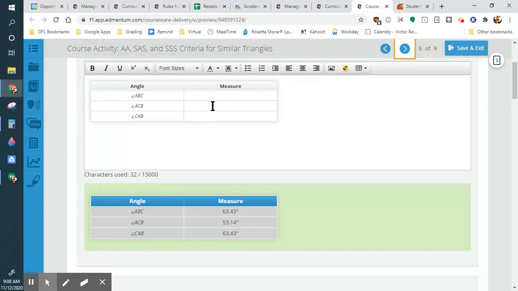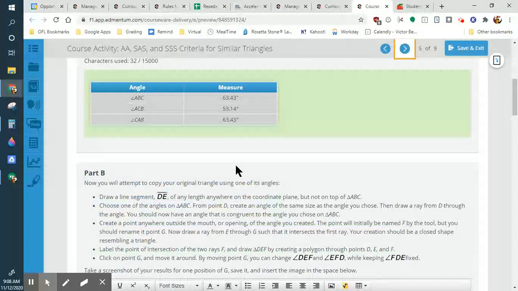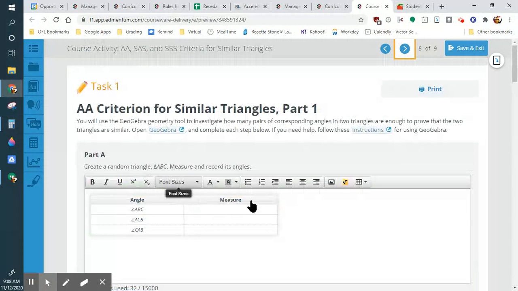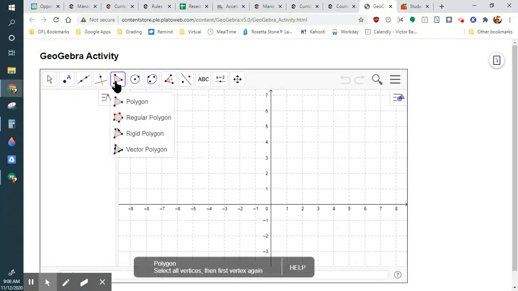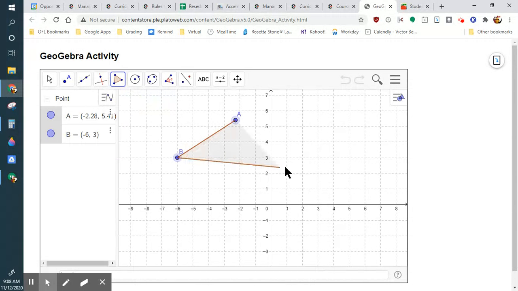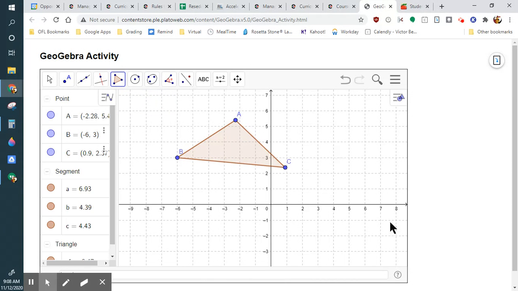All of these angles should be different. They should not be the same as this because you're creating your own triangle. So we're going to open up GeoGebra, and you should make a triangle. You go to polygon and make your triangle. So there's a triangle there.